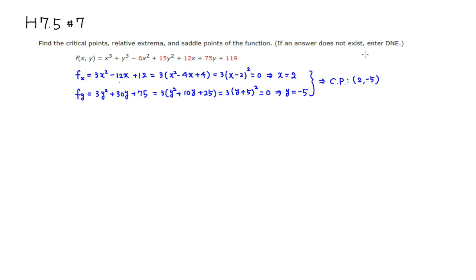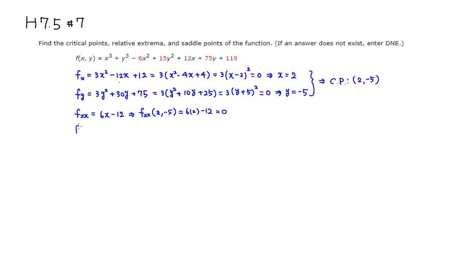All right. Then let's try to find the second partials. So the second partial with respect to x is going to be equal to the partial with respect to x of 6x minus 12. And then if you plug in 2 comma negative 5, the second partial with respect to x at 2 comma negative 5 is going to give us, plug in 2 here, 6 times 2 minus 12. It's obviously equal to 0.